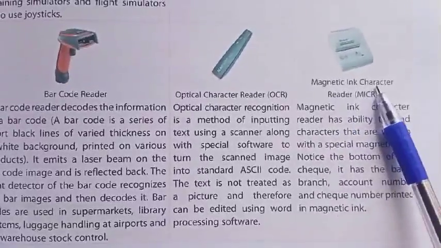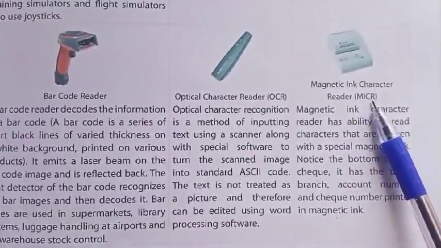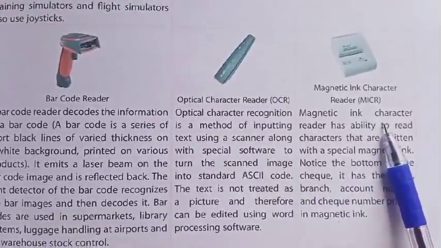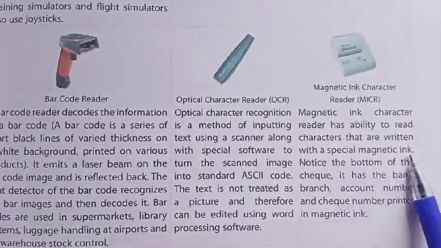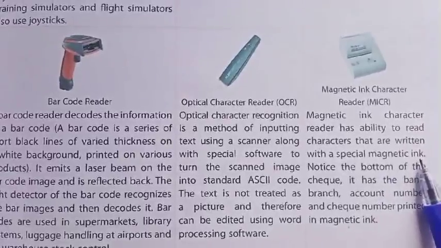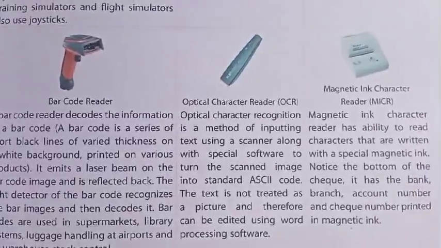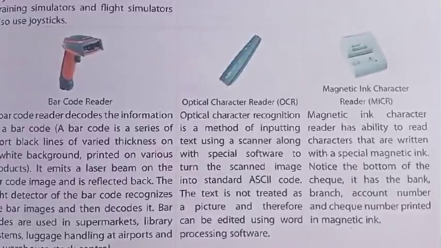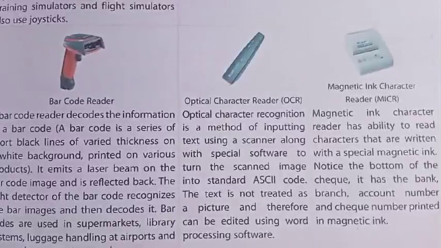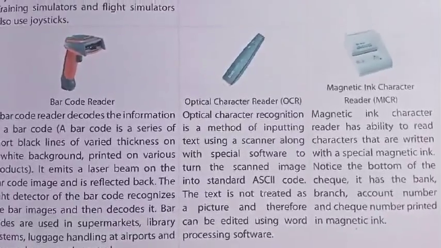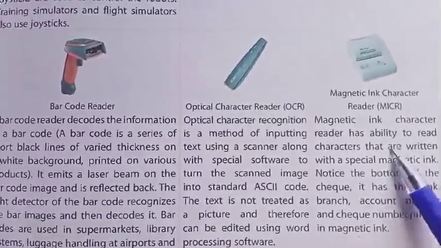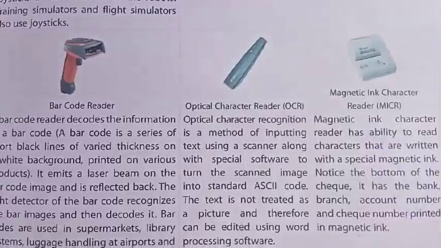Then we have another, that is the magnetic ink character reader, MICR. This is used to read text that is written with special magnetized ink, and this is basically used for reading checks. You all must have noticed some special type of text written on checks, where the branch name, the account number of the customer, and the check number are written. To read those special characters written with the magnetic ink, this magnetic ink character reader is used.